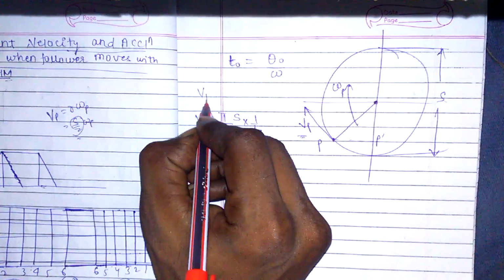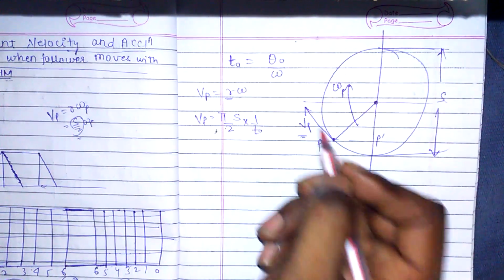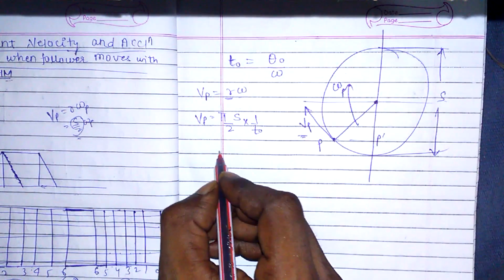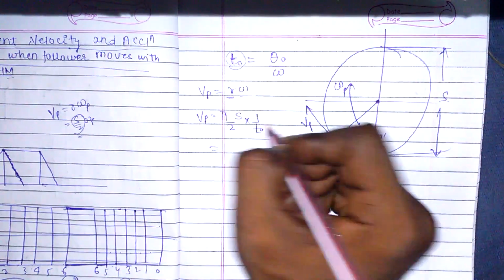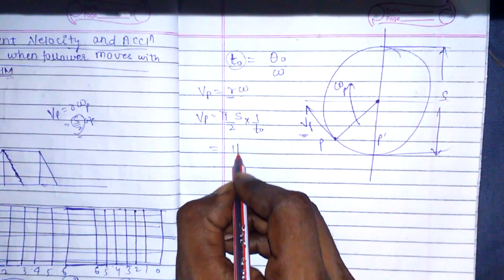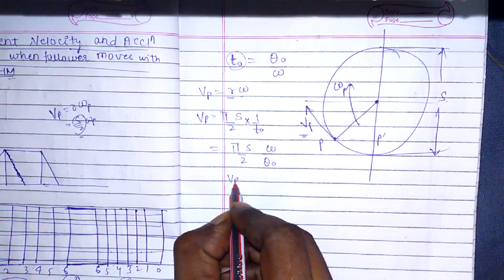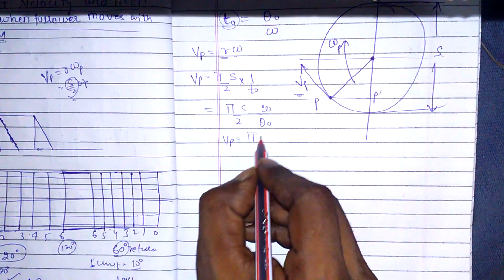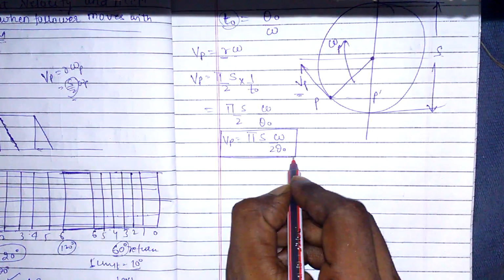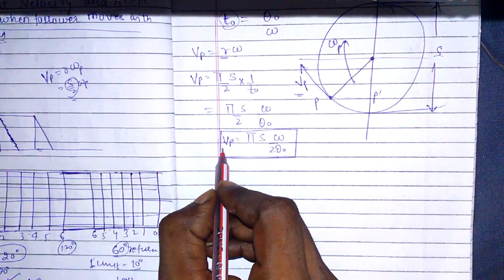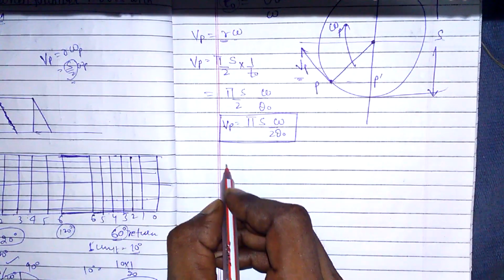This is obtained by the equation Vp equal to r omega. Here r is equal to s by 2 and omega, you can solve this. Okay, now from above we can see that 1 upon T0 equal to omega upon theta naught. So pi s by 2 omega upon theta naught. So Vp equal to pi s omega upon 2 theta naught. So this is the maximum velocity for the outstroke, and this will be the same for the return stroke.